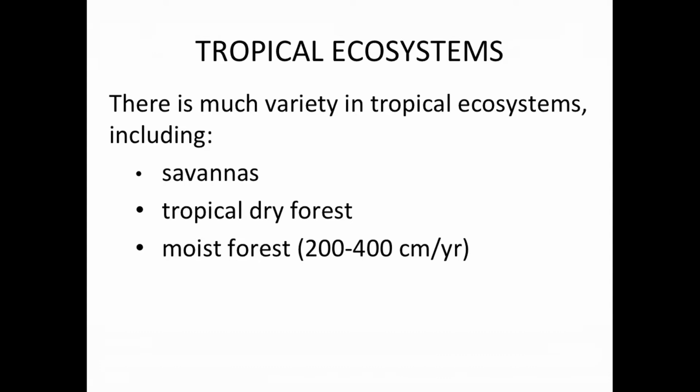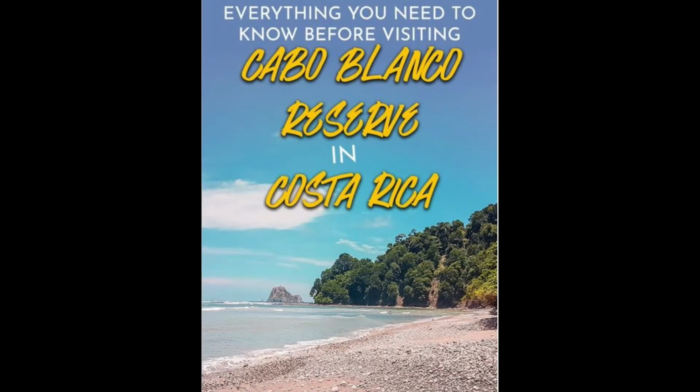Now, a moist forest, according to the Holdridge definition, is a forest that receives 200 to 400 centimeters per year. And a great example of a moist forest would be Cabo Blanco.